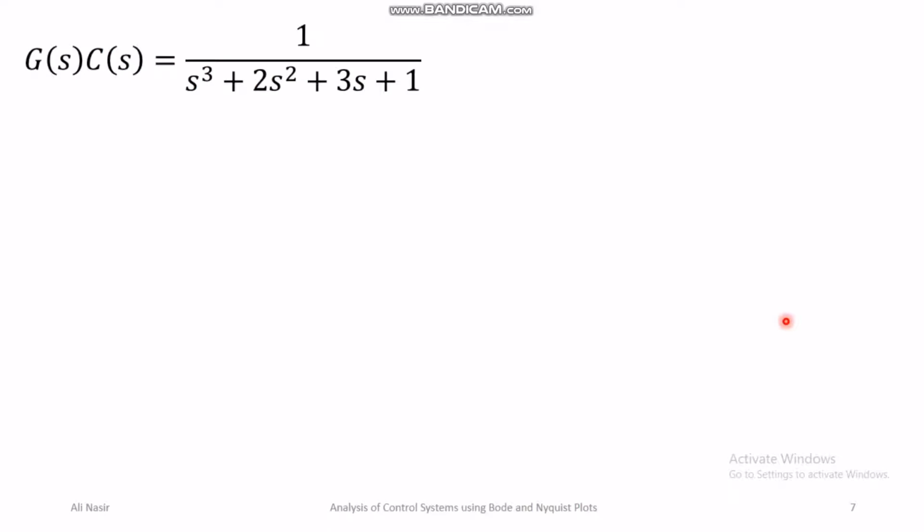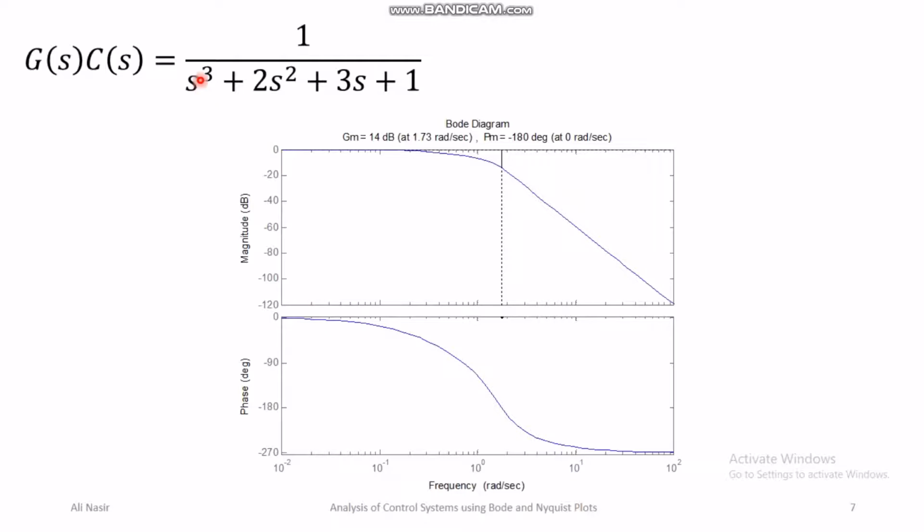So this is a third order transfer function, 1 over s cube plus 2s square plus 3s plus 1. This is the open loop transfer function. The corresponding closed loop transfer function will also be third order, but we sketch the Bode diagram for this transfer function, and you can see here that first of all we look at the gain and phase crossover frequencies. This is basically the phase crossover frequency. At this frequency the phase is crossing minus 180 degrees, and if you look at the gain, it starts at 0.